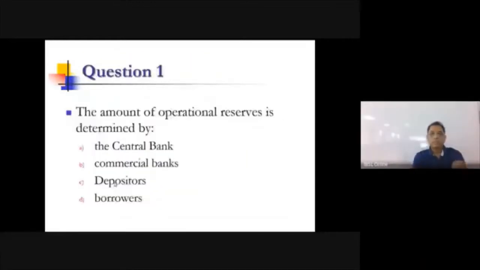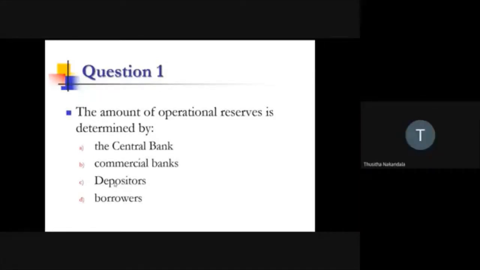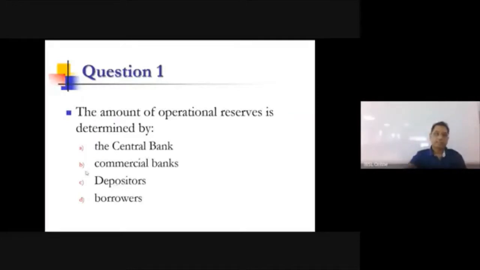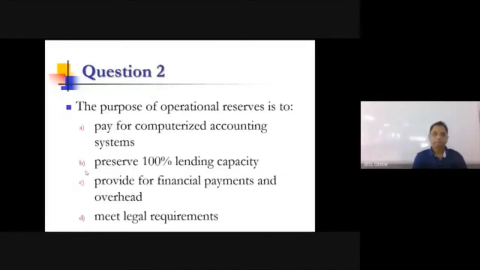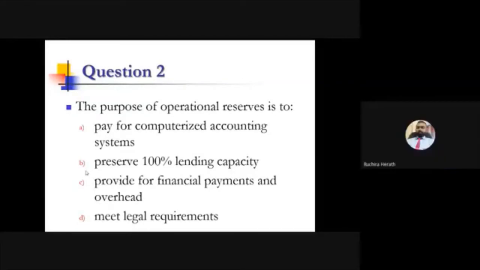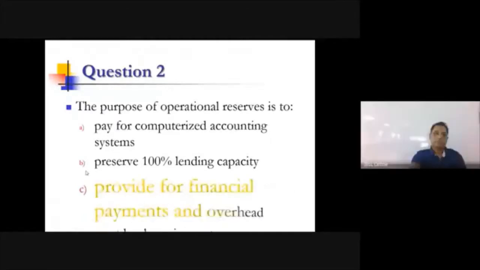So let's go back to the questions. Who determines the operational reserves for a bank? Commercial banks. B, the bank itself. Yes, correct. The purpose of an operational reserve is to: C, provide for financial payments and overhead. That's right.